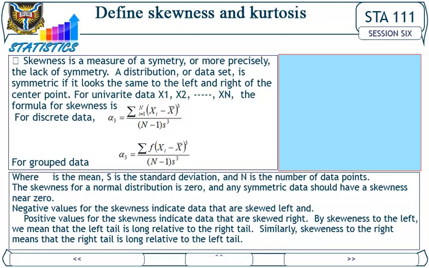The skewness for a normal distribution is 0, and any symmetric data should have a skewness near 0. Negative values for the skewness indicate data that are skewed left, and positive values for the skewness indicate data that are skewed right. By skewness to the left, we mean that the left tail is long relative to the right tail. Similarly, skewness to the right means that the right tail is long relative to the left tail.